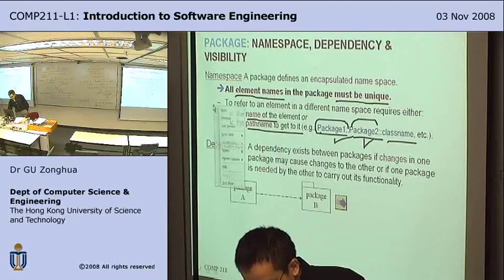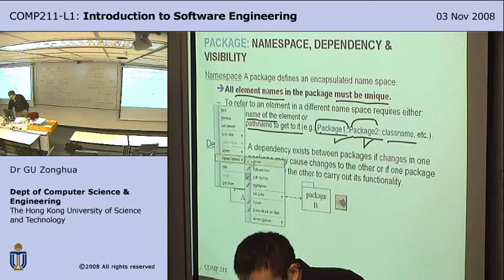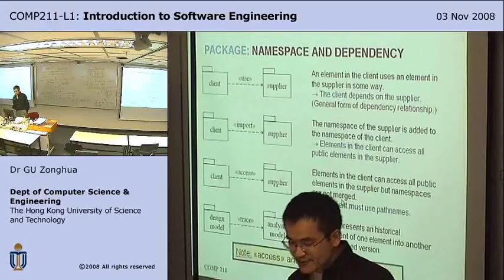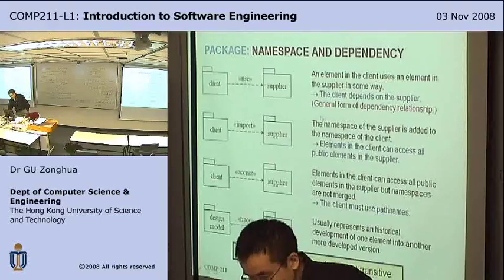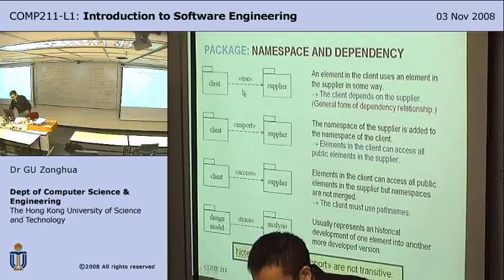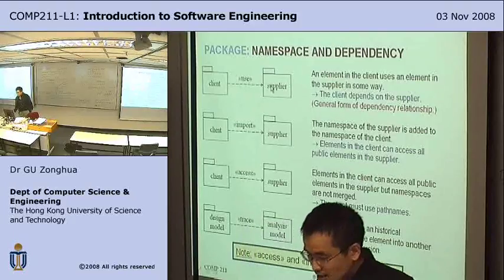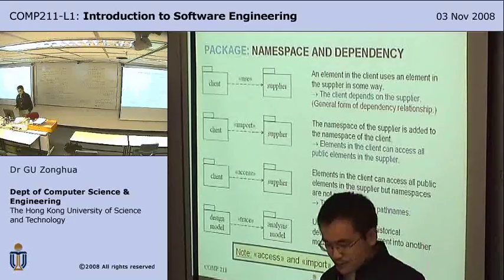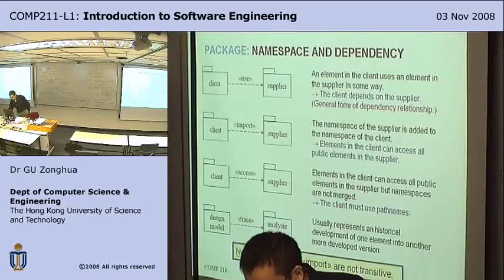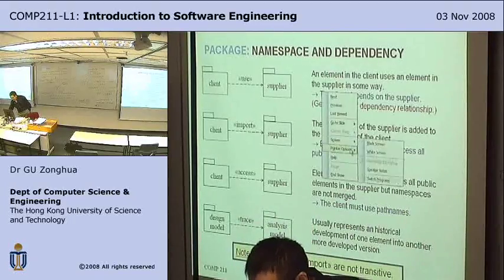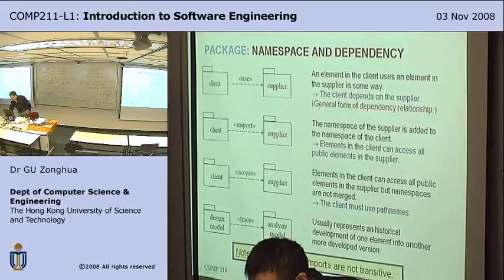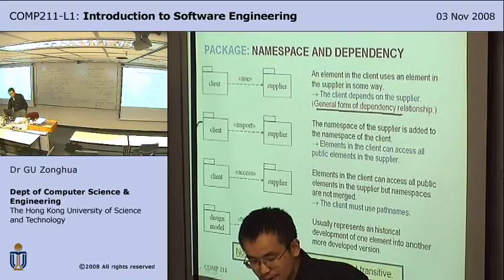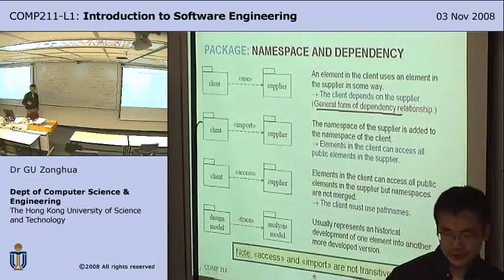So, coming back to dependencies, there are several types of dependencies. One is a use, where a client uses the element in the supplier in some way. So this is a general form of dependency. That is, all the others are really some special use dependencies.